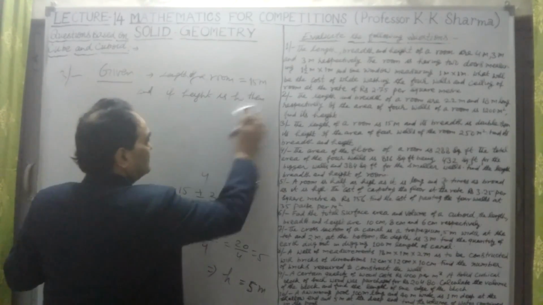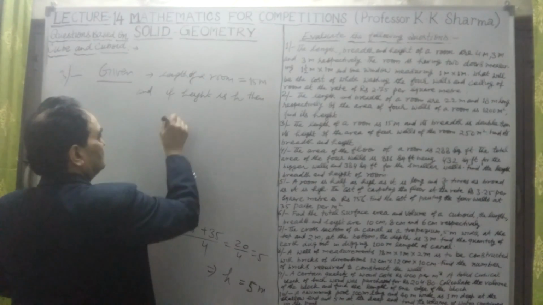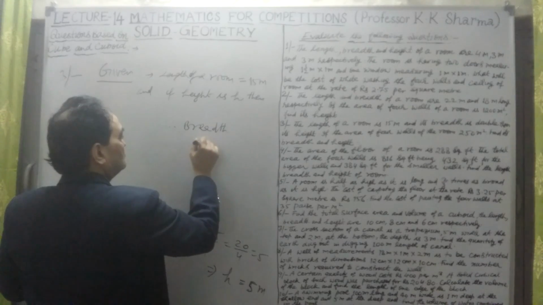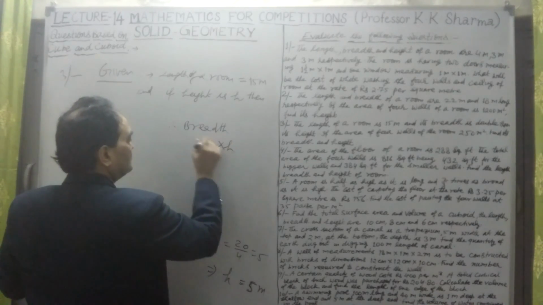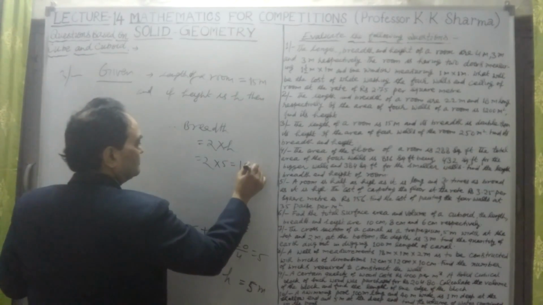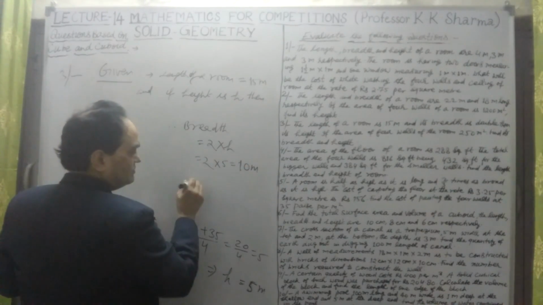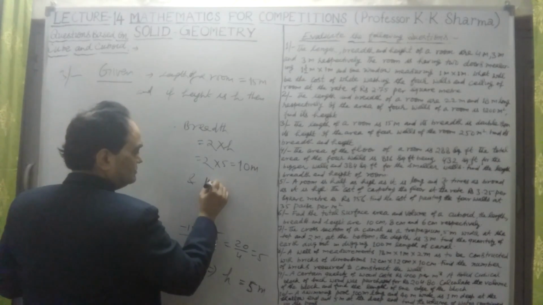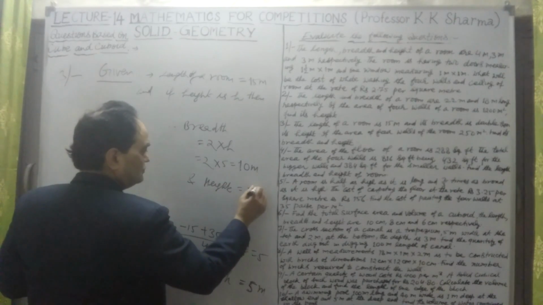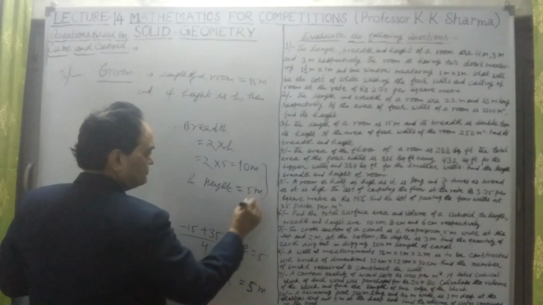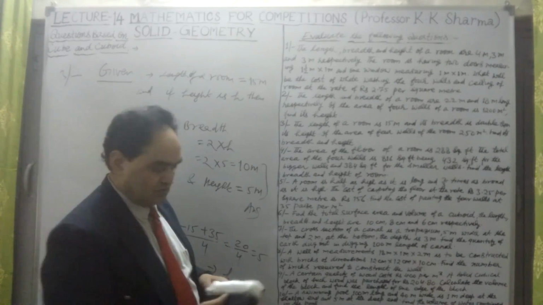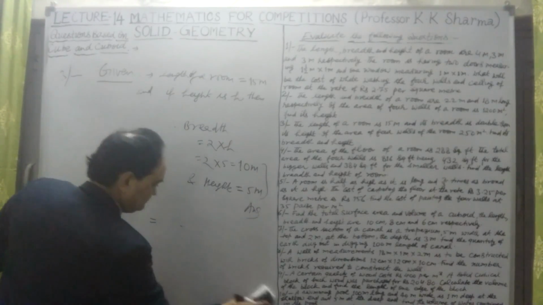Because breadth was twice h. Therefore, breadth is equal to 2 into h. That means 2 into 5, that is 10 meter. And height is 5 meter. These are the two answers here. Okay, this is question number 3 completed. Let us take the next question.